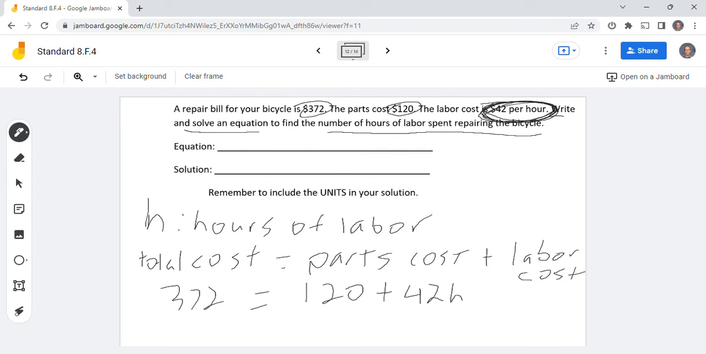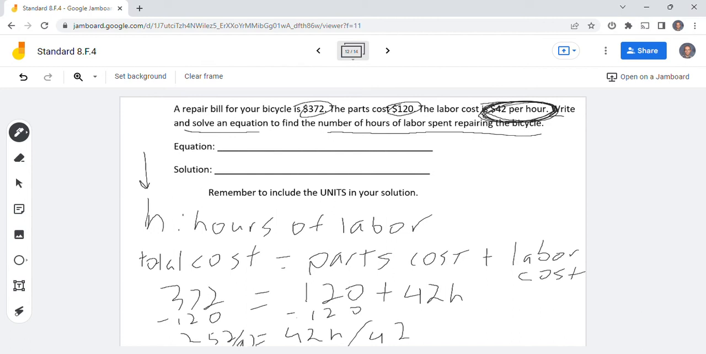That's just 42h. Now we have an equation with h in there, and if we solve for that h, we'll figure out our hours of labor, which is the point of the question. So we're going to solve this by subtracting 120 from both sides. Subtract 120 over here. We end up with 252 and 42h. Finish this out by dividing by 42 on both sides.